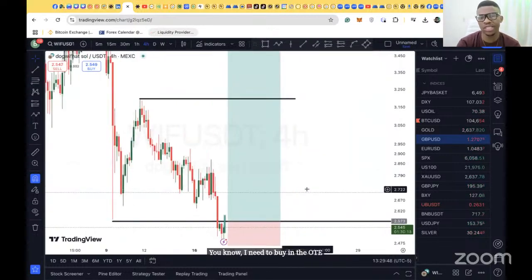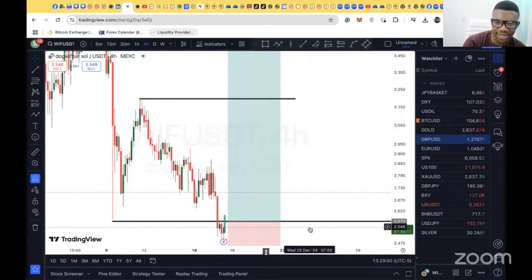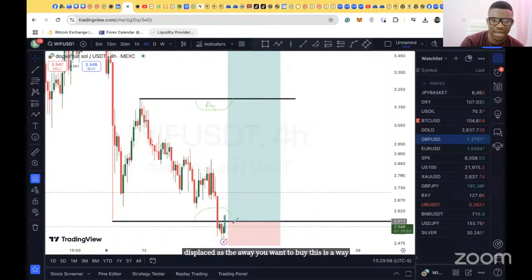What is the OTE area? I said yesterday, the OTE area is when you mark this place as the away you want to buy, and you mark this place as the home you want to buy. Remember, you don't shoot from here. You allow the price to move the asset at least upwards. Anywhere from here is where you begin to shoot. It's the safest area. We call it OTE. You want the price to begin to move before you buy.